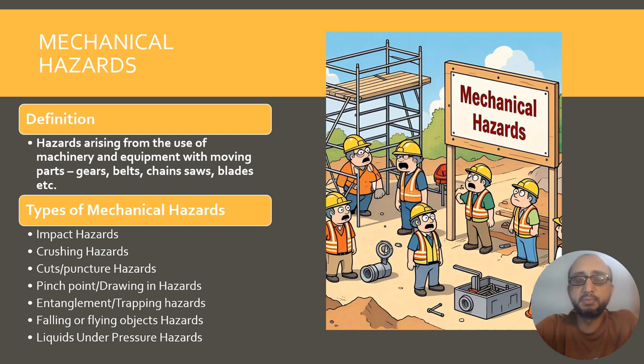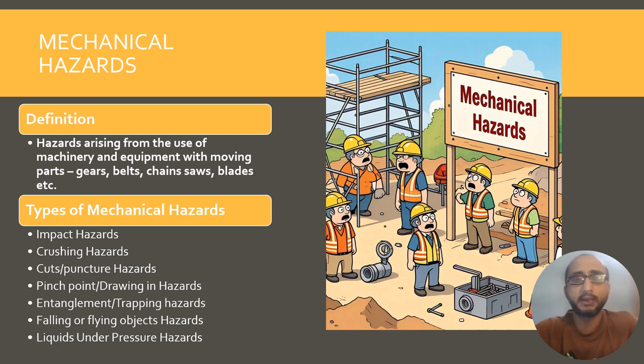Gears, chainsaws, blades, cutters, vehicles, heavy equipment, etc. Mechanical hazards can be subcategorized into impact hazards, where a physical object strikes you; part of an equipment or machine can collide or strike with you. Then crushing hazard, in which you can be crushed or compressed between two objects or surfaces.